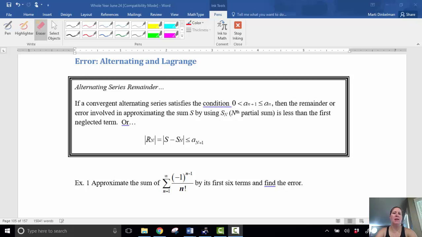Everybody, it's Mrs. Dinkelman, and we're in the last section in Unit 11. So we've found the interval of convergence, we've found two ways to build polynomials, and now what we want to do is look at what would the error be.